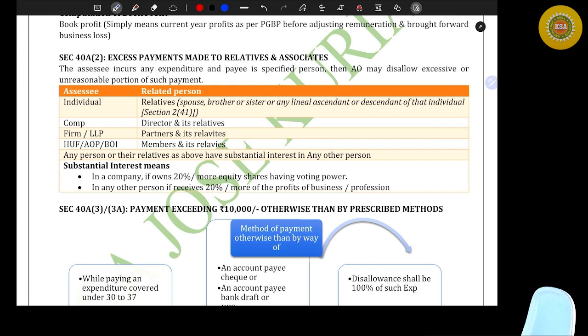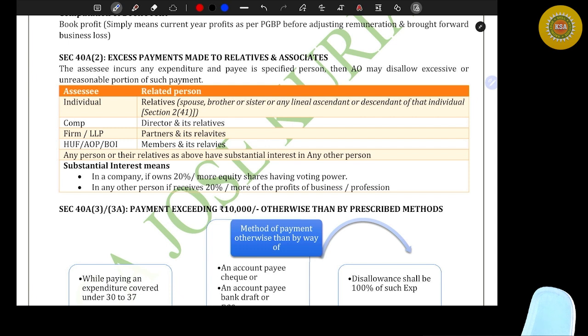For a company, who is the relative? Directors and their relatives. Director's relative. A company does not have any relative, okay? The director and his relatives are the associates. Then, for a firm or an LLP, partners and their relatives. HUF, AOP, BOI, members and their relatives. And finally, what is the last one?